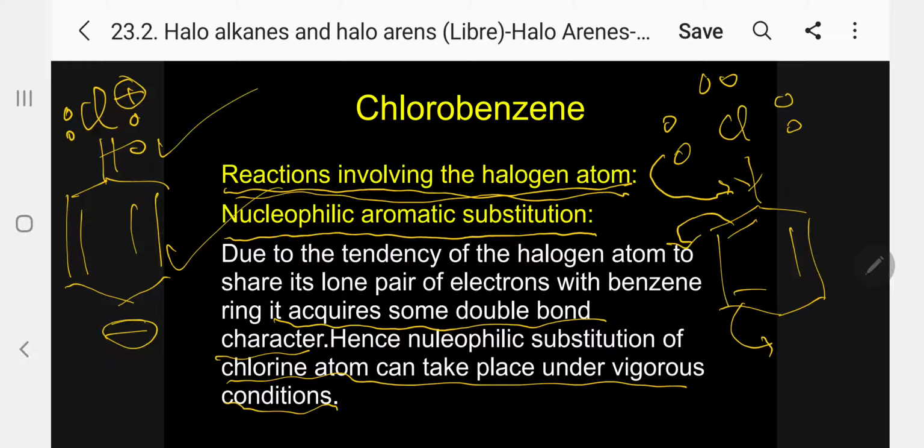Please follow. Because of this double bond character, this releasing character also, if you go for an aliphatic compound, the halogen atom is an electron attracting group, whereas in this case it is acting as an electron releasing group, and that too only a weak electron releasing group.